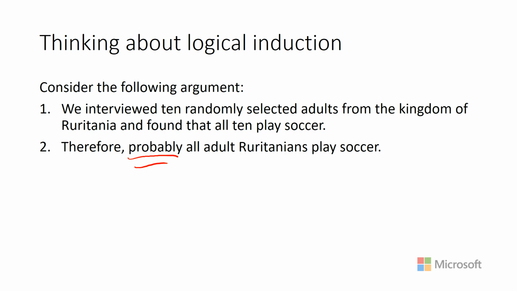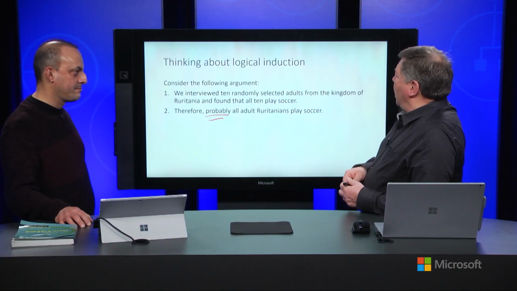We interviewed 10 randomly selected adults from the kingdom of Ruritania, an imaginary land, and we found that all 10 play soccer. We conclude that probably all adult Ruritanians play soccer. Probably.